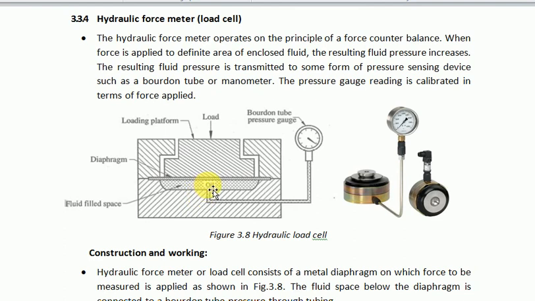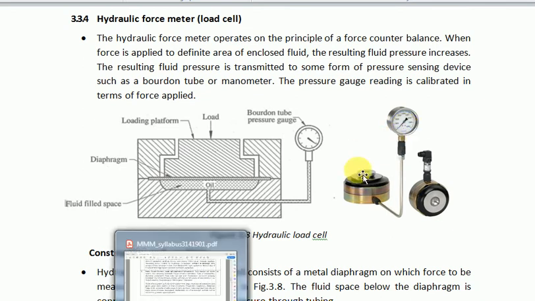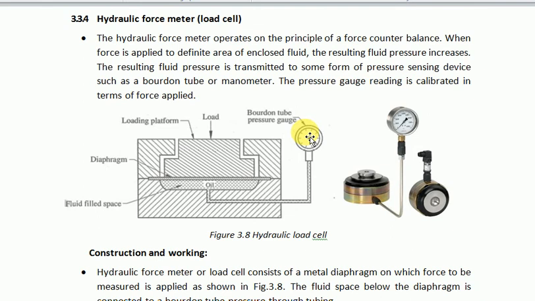Whatever the fluid is kept in this will generate a pressure on this dial gauge, and this dial gauge will give you some value. That value depends on the dial gauge. If it is directly calibrated, that value will be measured, and based on that we can easily find out the force.